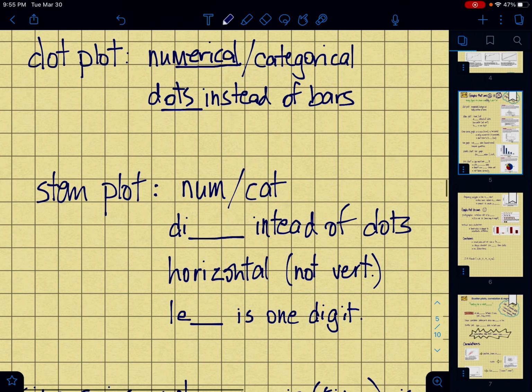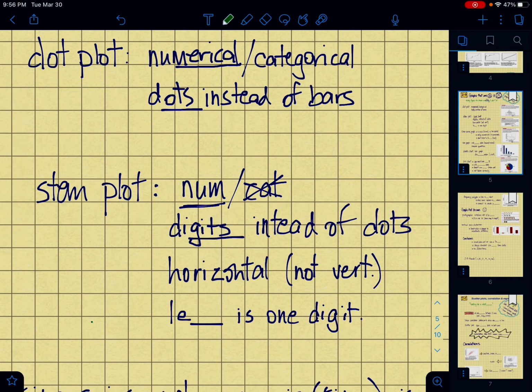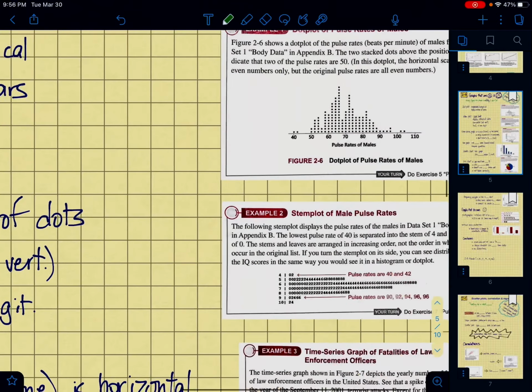Stem plots. This, you might write something down here. Stem plots are just numerical. No categorical things here. And these are digits instead of dots. And we use horizontal kind of bars, not vertical. And the leaf is 1 digit. Typically they call them stem and leaf graphs.